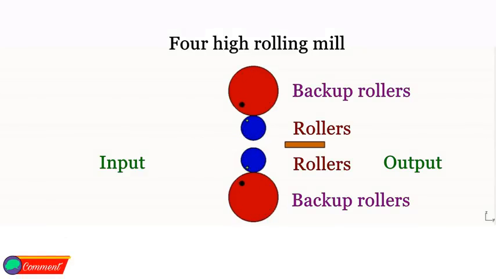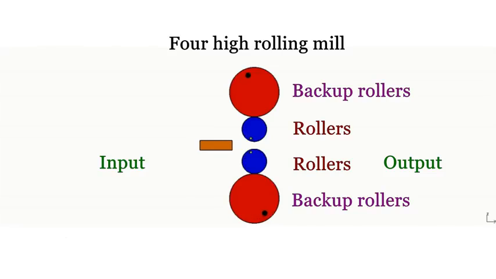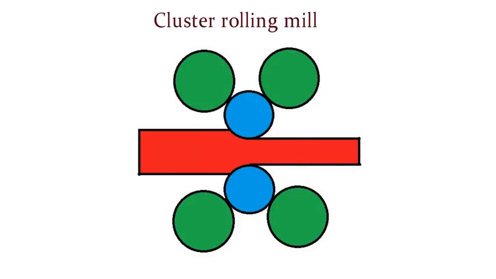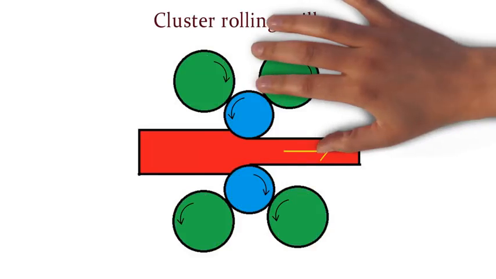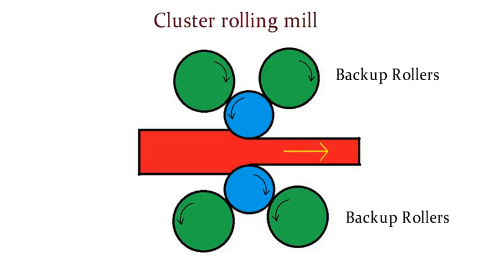The rate of decrement is more in this case as compared to the other 2 cases which we have discussed above, and this rolling mill is especially used for rolling of hard materials. Next is the cluster rolling mill. In this type of rolling mill, 2 or in some cases 3 backup rollers are used to reduce the thickness of hard material. The following point is very important about rolling mills.